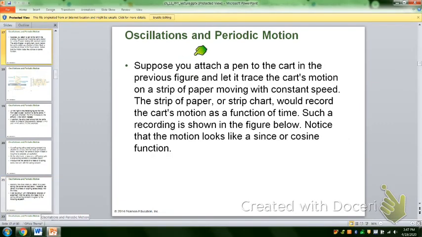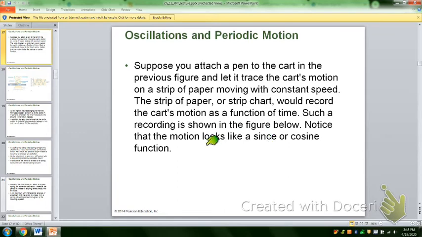All right, so it says, suppose you attach a pen to the cart in the previous figure and let it trace the cart's motion on a strip of paper moving with constant speed. The strip of paper or chart would record the cart's motion as a function of time. Such a recording is shown in the figure below. Notice that the motion looks like a sine or cosine. This should say sine, not cos. That little c should not be there.